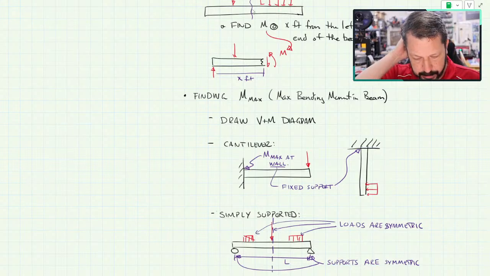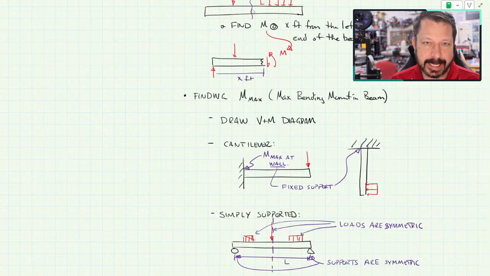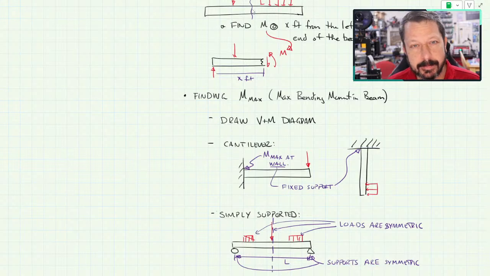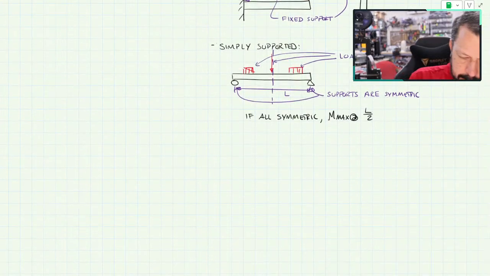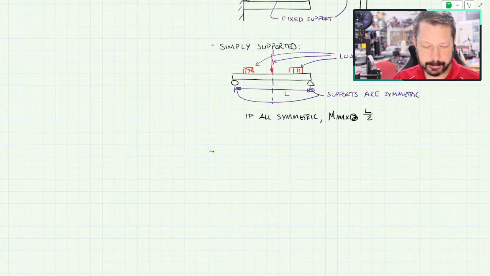Alright, and if it's not one of those cases, then the only way to find M max is drawing the shear and bending diagram. But that's probably not what I'm asking you to do on this little exam. I don't know, this is possible. I don't know if it's on the exam or not, if I'll put it on there.